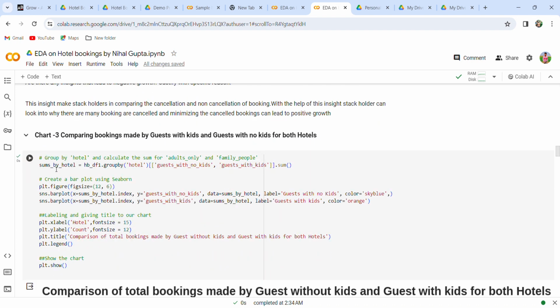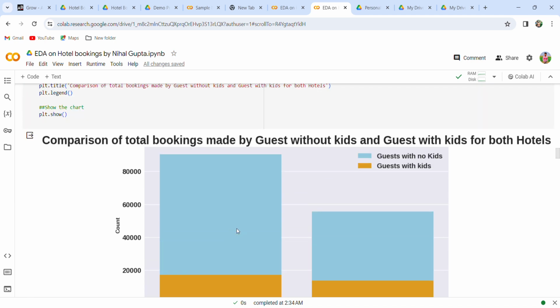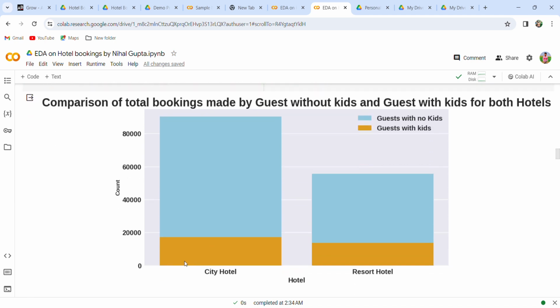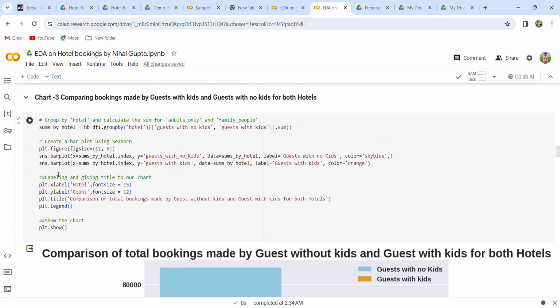Now third, we are going to compare bookings made by guests with kids and guests with no kids, for both hotels. So here we are gonna check the bookings made by guests with kids and guests with no kids. So we can see that for guests with kids, it is showing our chart. Here we have written the formula. Here we have plotted the sns bar plot.